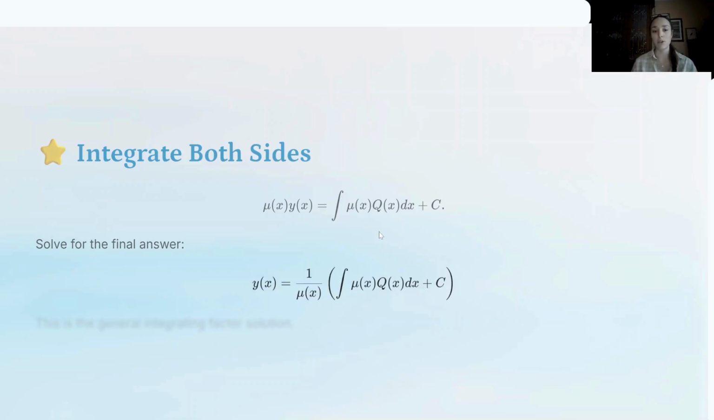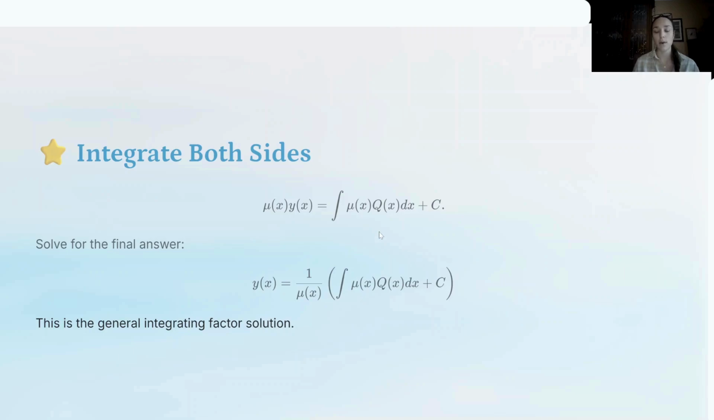In order to solve for this, we need to integrate both sides of our equation, which gets us this term right over here. But we still want y to be by itself, or isolated, in order to find the final general solution. So we need to divide both sides of the equation by mu, and this is the general solution using the integrating factor method.